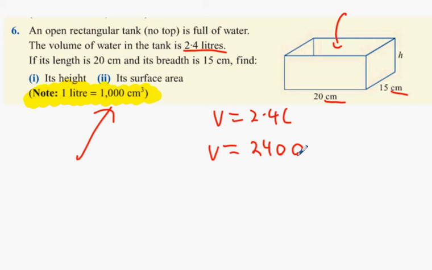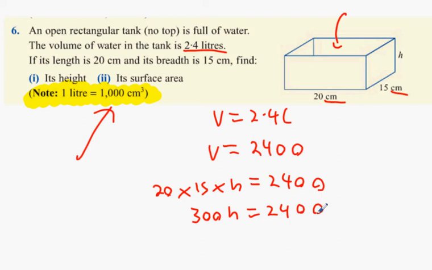So 2,400, okay? Now, how do you get the volume of a tank? You multiply the length by the breadth, then by the height. So it's going to be 20 multiplied by 15 multiplied by whatever h is. Now the problem is we don't know what h is, but we know it's going to be 300 times h is 2,400. Any idea how to get h on its own? Divided by 300. So all over 300 gets you 8 centimetres. Okay, that's its height.